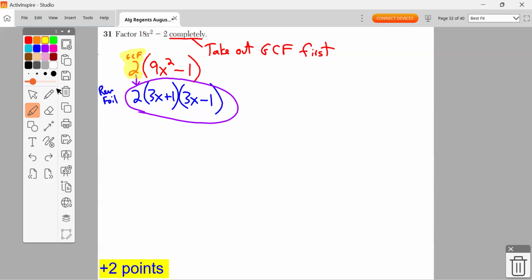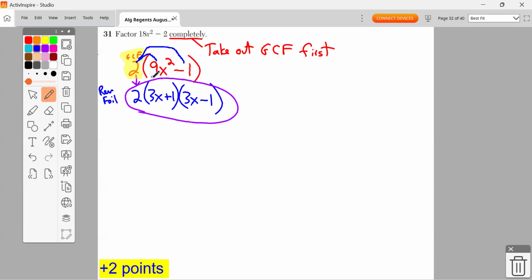2 times, looking at the distributive property, 2 times 9x squared gives me 18x squared. 2 times -1 gives me -2. So now this is the difference of two perfect squares. This is 3x plus 1, 3x minus 1. Or if you wanted to do reverse FOIL, what times what is -1?